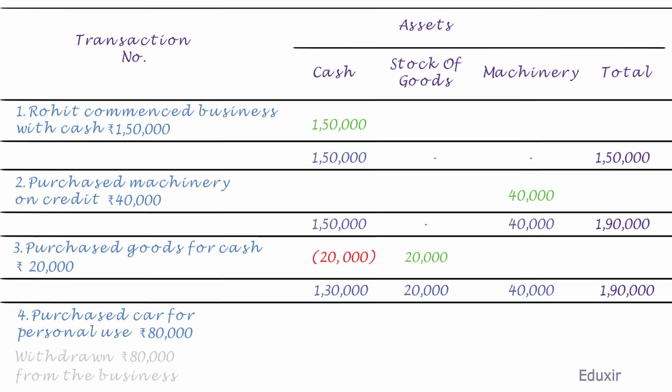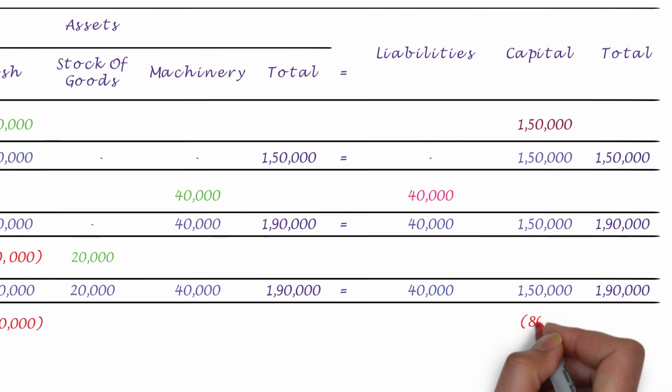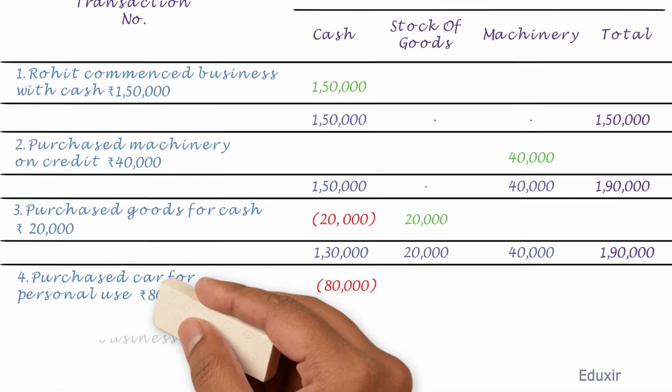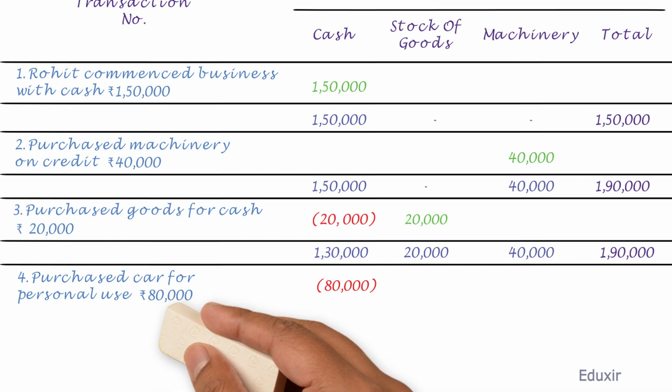Don't write this when you are actually preparing the table. So this transaction reduces the cash asset by 80,000 rupees. Also, as Rohit has withdrawn part of the capital that he has put into the business, the capital would also be reduced by 80,000 rupees. Let us erase the meaning of this transaction and just use the wording that is given in the problem statement.